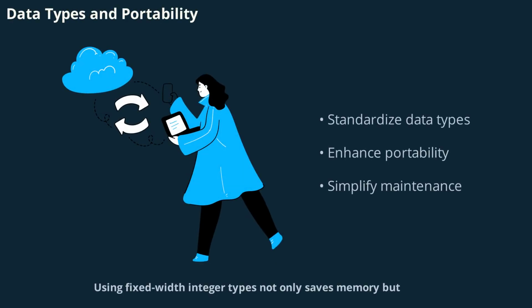Using fixed-width integer types not only saves memory but also ensures your code is portable across different platforms. This is especially important when your firmware needs to run on multiple microcontroller families. By standardizing on types like uint8_t and uint16_t, you avoid surprises and make your code easier to maintain.